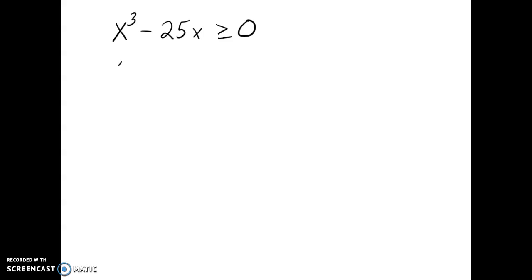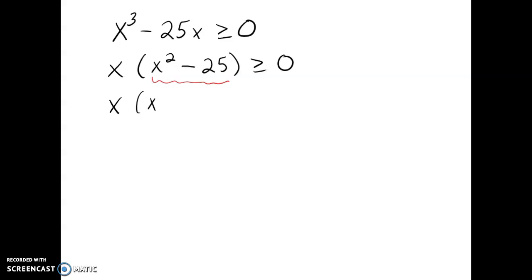So when I factor, the greatest common factor among the two terms on the left side is x. So I can factor out an x, and then I can look at this portion here and see, can I factor this? Yes, I can, because this is a difference of squares. I can say x minus 5 and x plus 5.